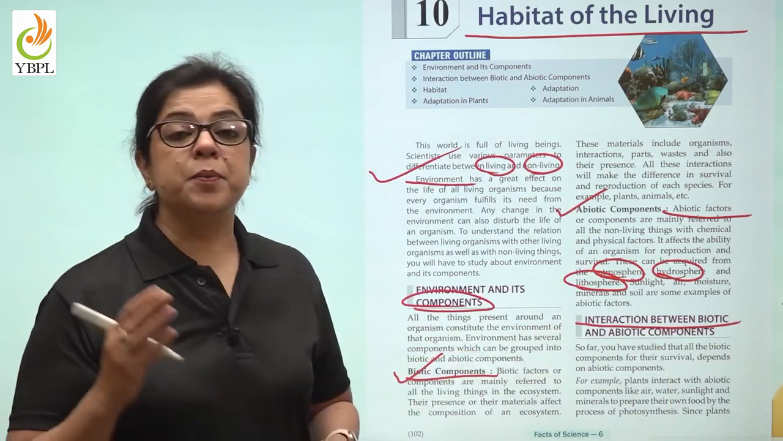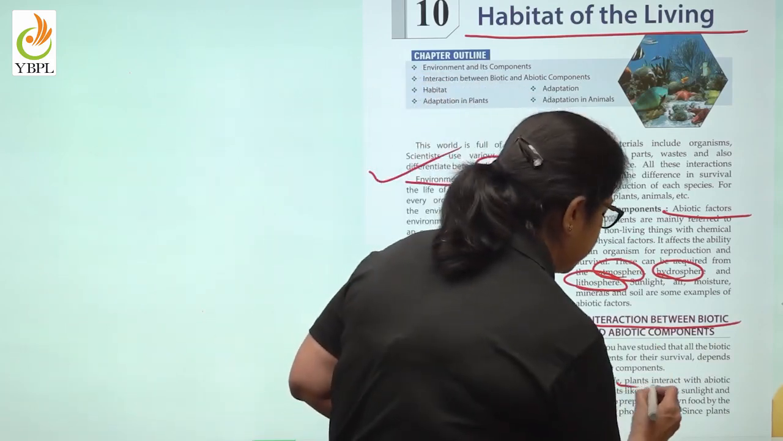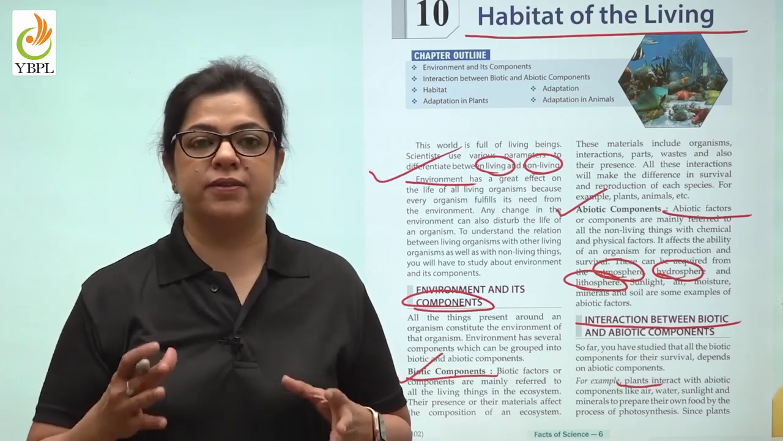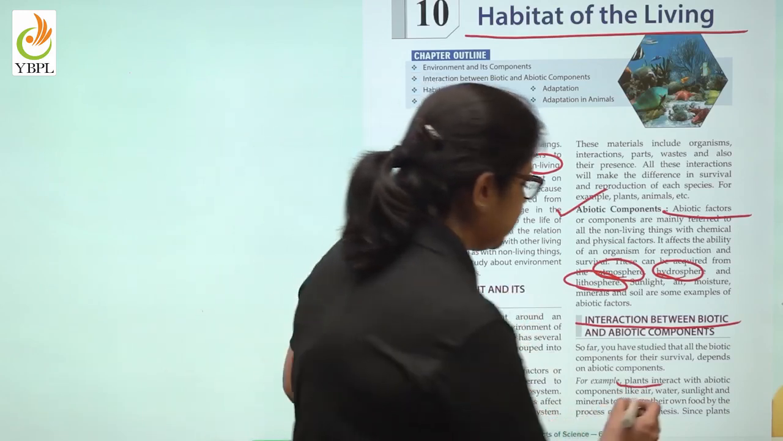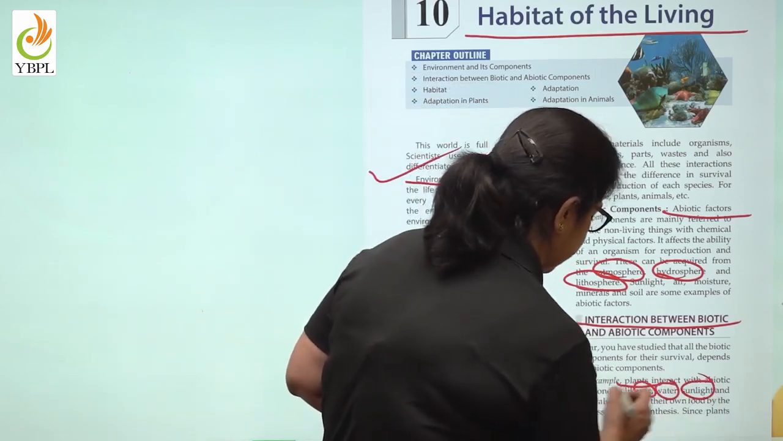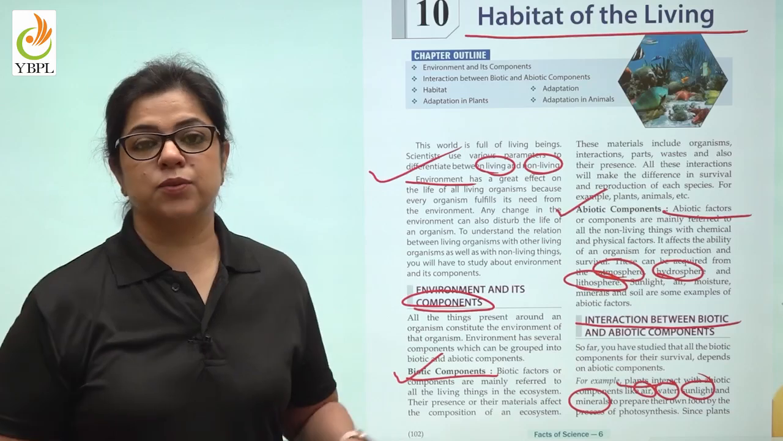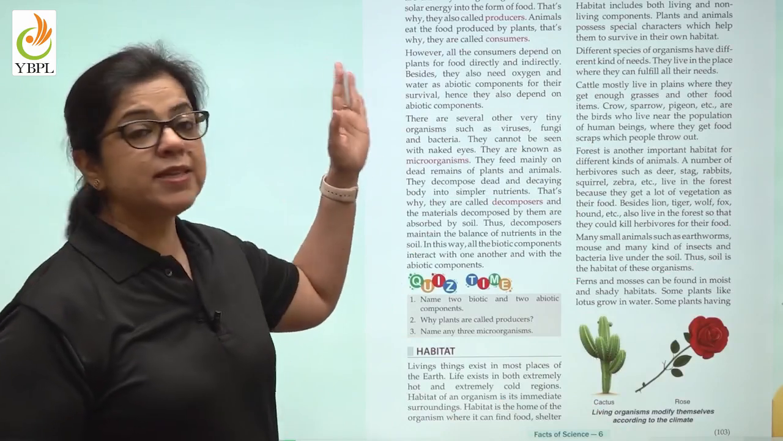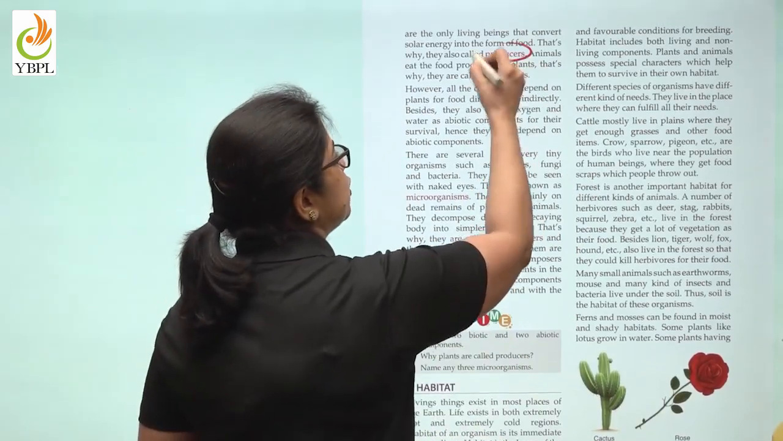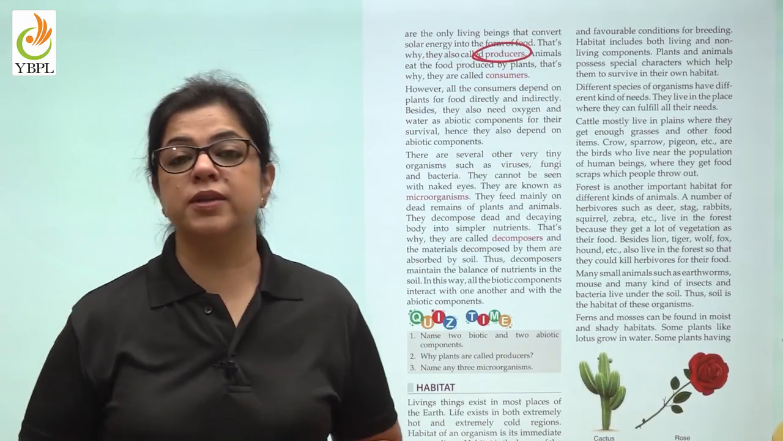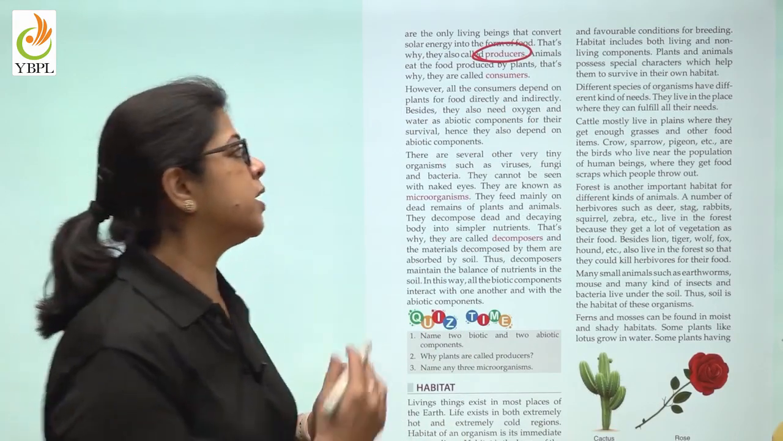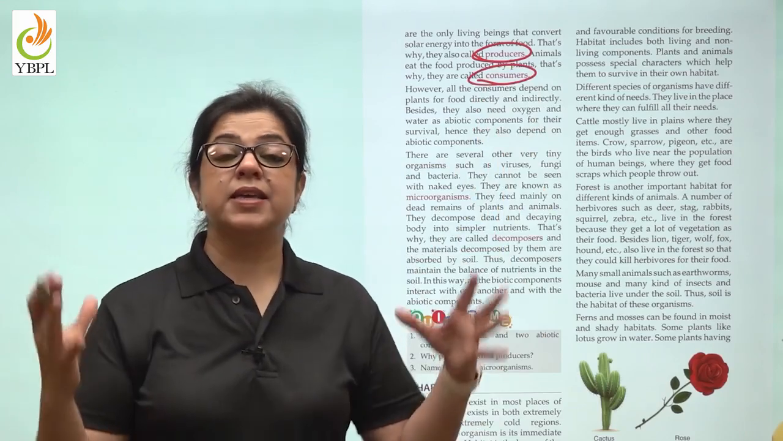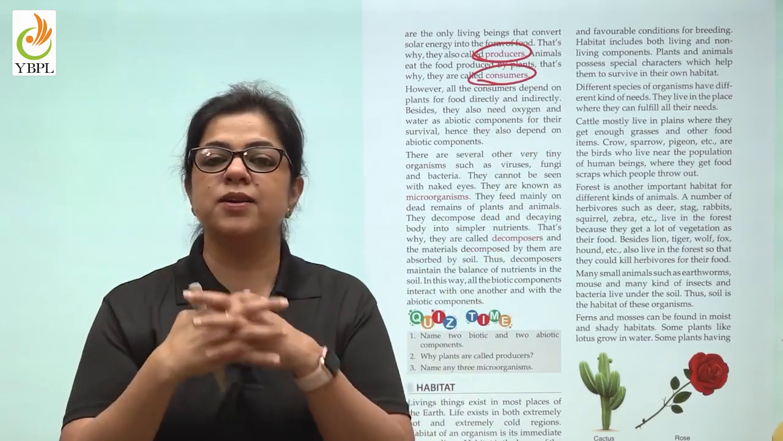So, for example, plants interact with abiotic components. We all know that plants undergo photosynthesis to prepare their own food. And for this, they require air, water, sunlight and minerals, without which they will not be able to produce their own food. Now, these plants become the producers. And who depends on these producers? The consumers. Who are the consumers? Human beings and animals. That means everything is interacting with each other.